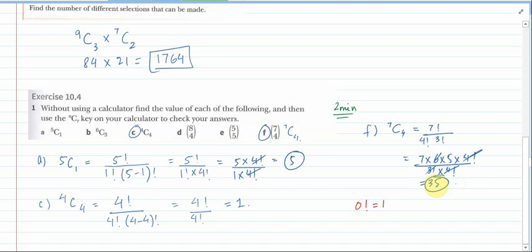So I hope that all of you are clear how to use the combination working formula, the same way we have attempted the permutation working formula.